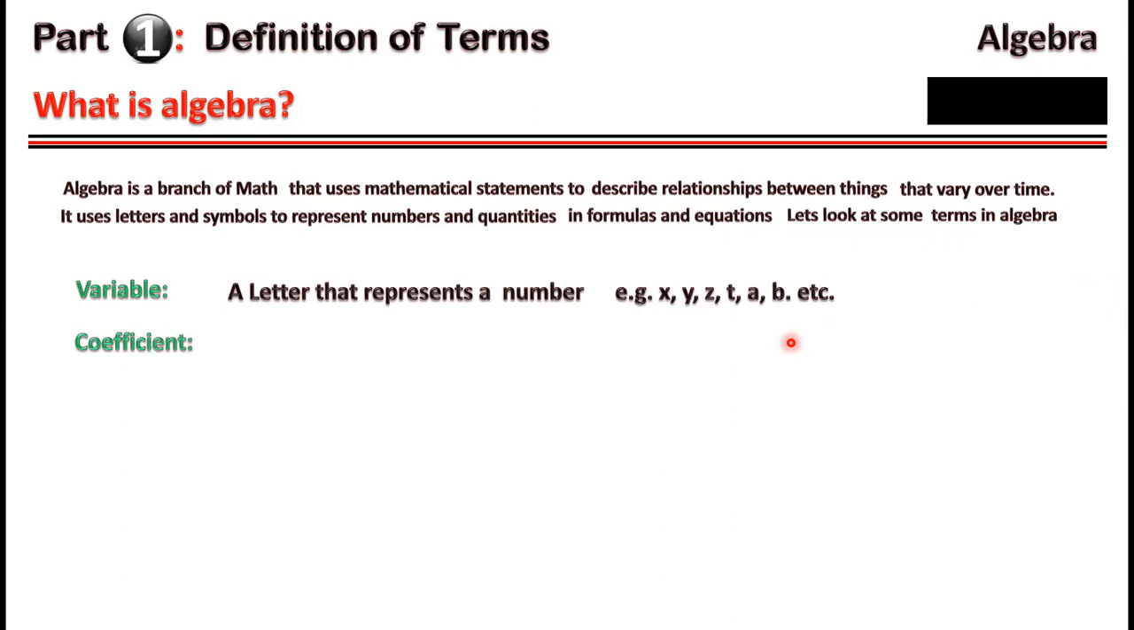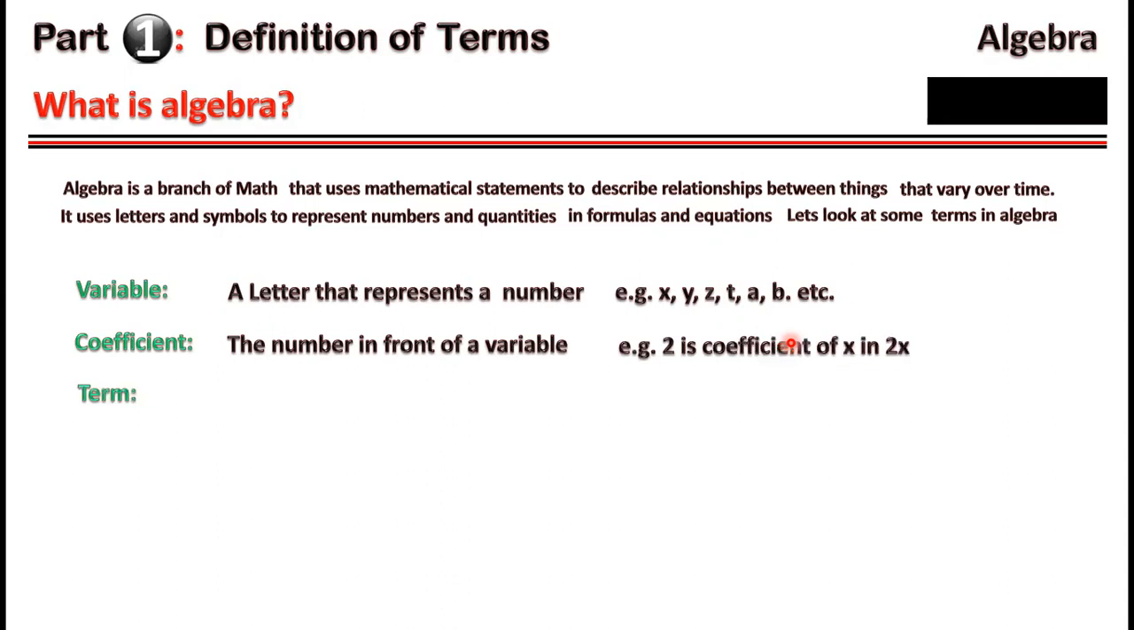And the coefficient is that number in front of a variable. The coefficient answers the question, how many? For example, if you say X, it answers the question, how many X? Is it 1X, 2X, minus 10X, 20X, or whatever? That number that answers the question, how many, is called the coefficient. For example, here in 2X, the coefficient of X is 2.